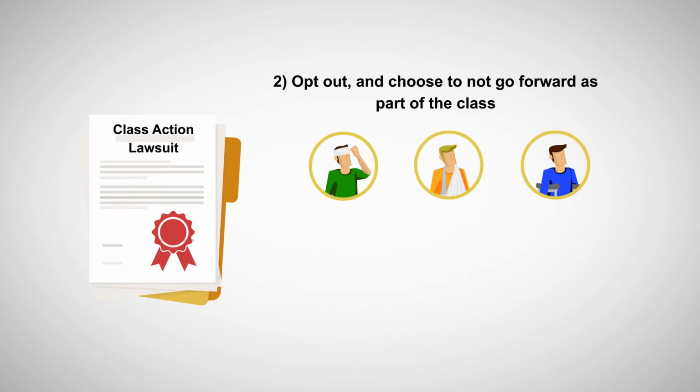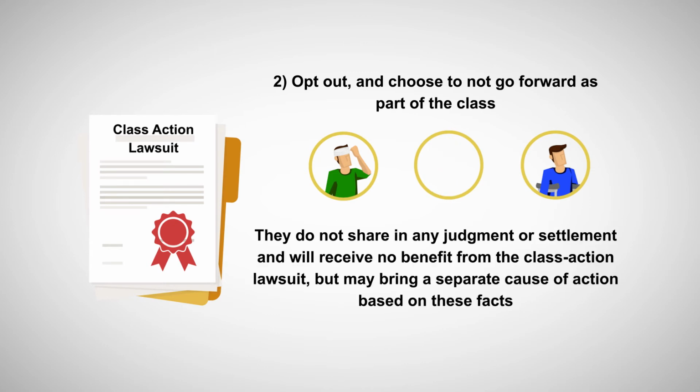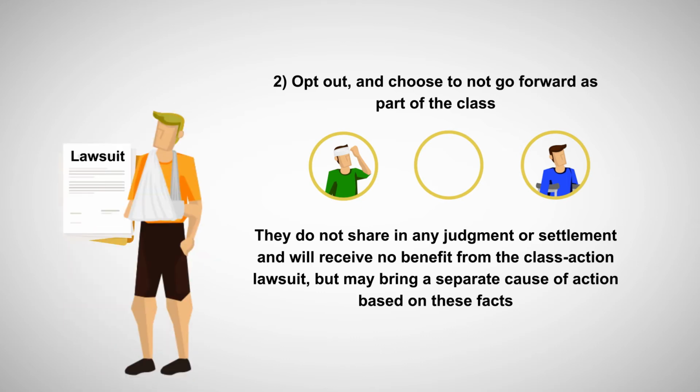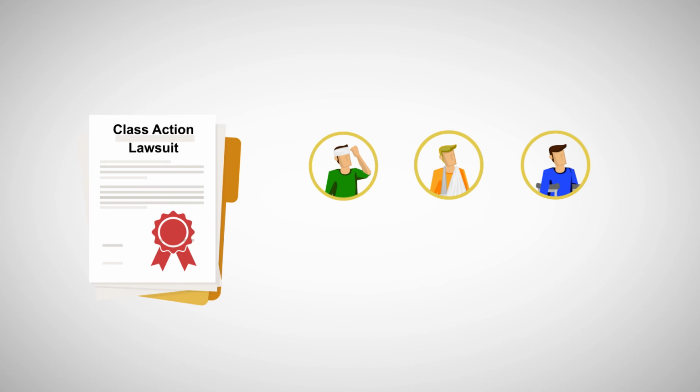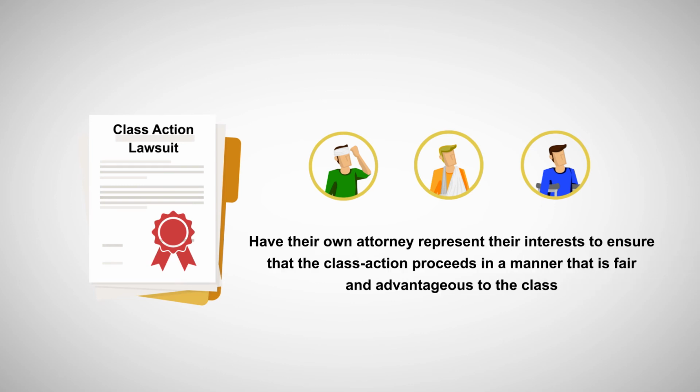If the class member opts out, she does not share in any judgment or settlement and will receive no benefit from the class action lawsuit, but may bring a separate cause of action based on these facts. The class member would do this when he feels that he has a strong case and will likely win more by bringing his own lawsuit than he would by sharing in the benefits of the class action judgment or settlement. The third option allows the class member to retain her status as a class member, but have her own attorney represent her interests to ensure that the class action proceeds in a manner that is fair and advantageous to the class.